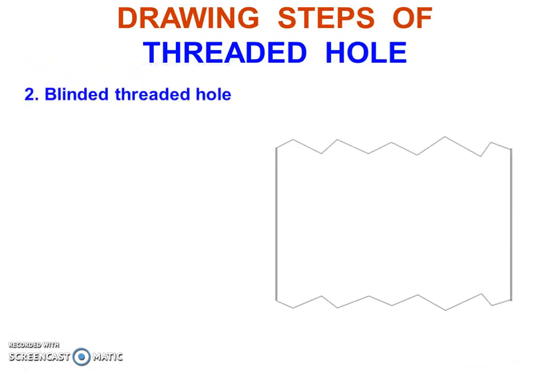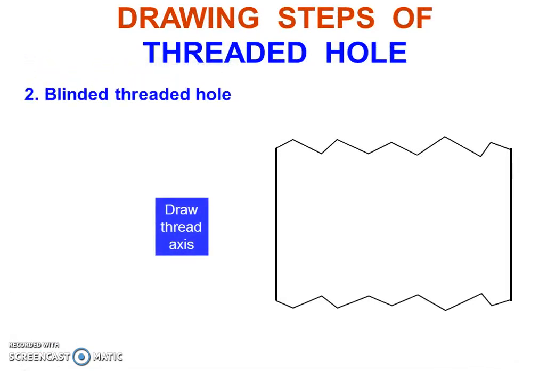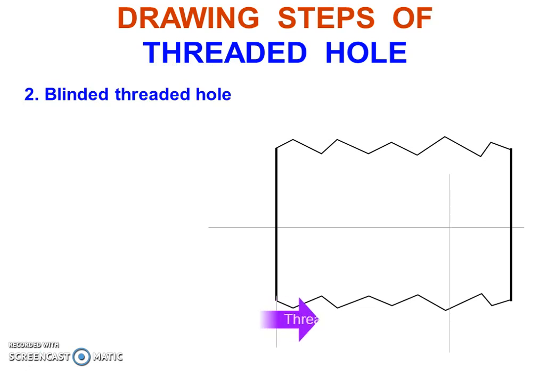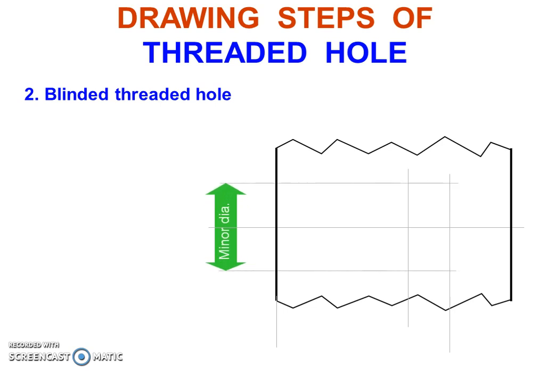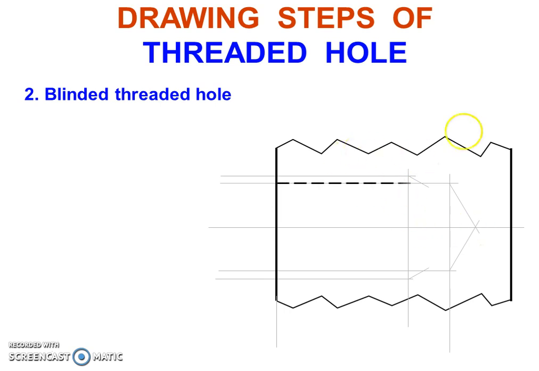Steps to draw a threaded hole. Blind hole we will discuss further. First, we draw a center line, same as the threaded external portion. We define the length of thread, then we define the minor diameter, then we define the depth of the hole. The major diameter will be represented, then lines at an angle of 30 degrees are drawn.